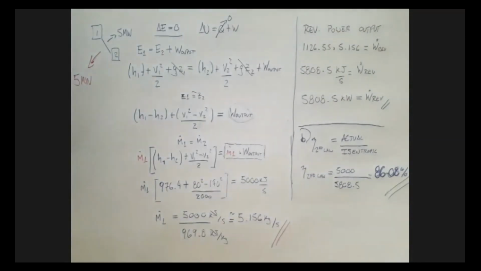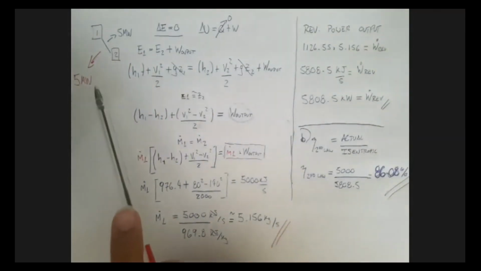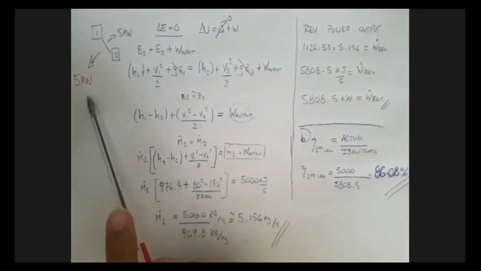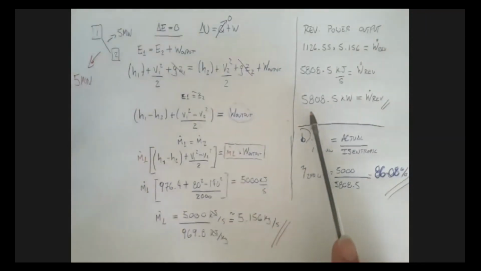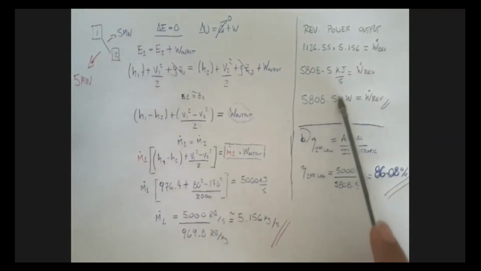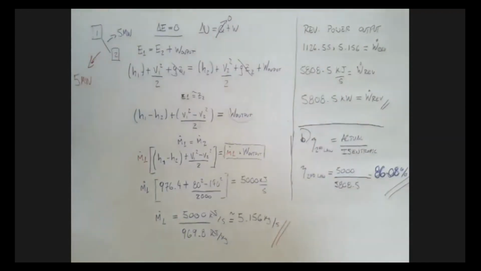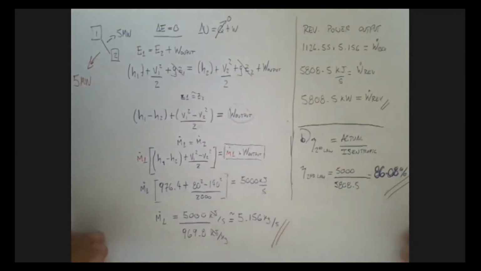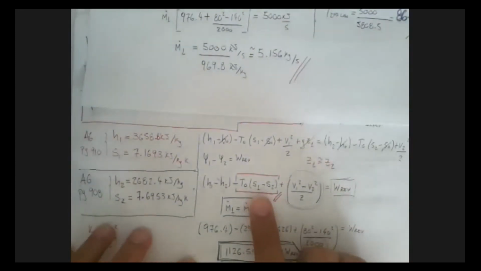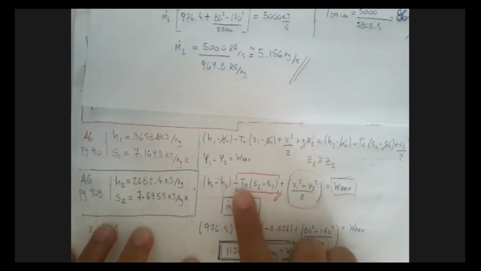Now, before we finish off, there's 5 minutes to go. Let's just think about what this is telling us. The actual output of the thing was 5 megawatts, and the reversible output would be 5.8 megawatts, right? So in other words, we're losing about 800 kilowatts due to these irreversibilities. This 800 kilowatts is accounted for in this term here of our exergy, the T naught times S1 minus S2.